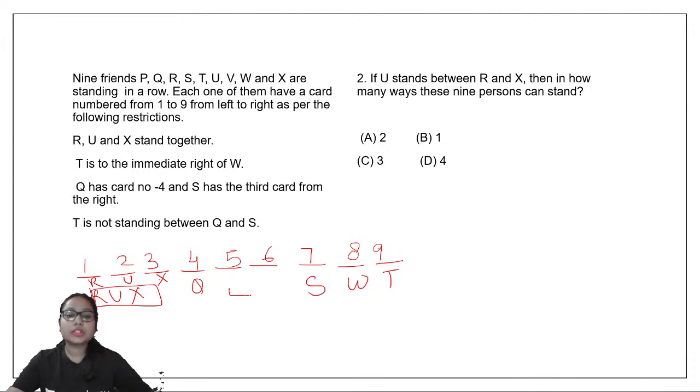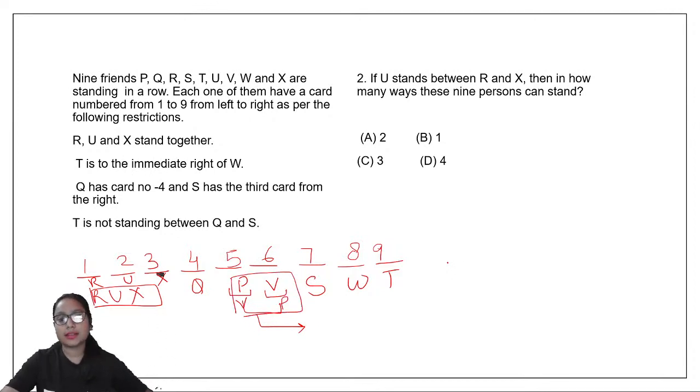So 2 positions need to be filled here. Now, these 2 positions can be filled in how many ways? In 2 ways. The remaining people are P and V. P and V are remaining. So either P can stand here and V can stand here, or V can stand here and P can stand here. So these are the only 2 possibilities. Okay, so 2 ways here.